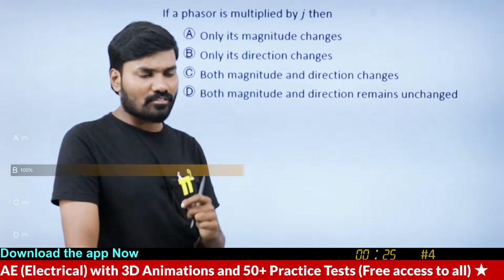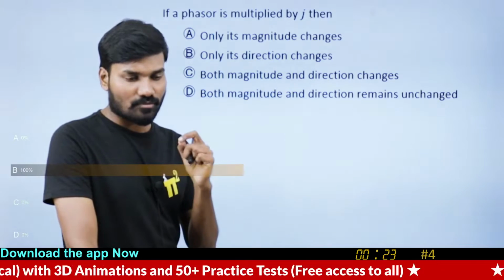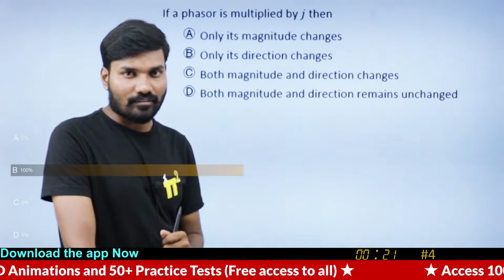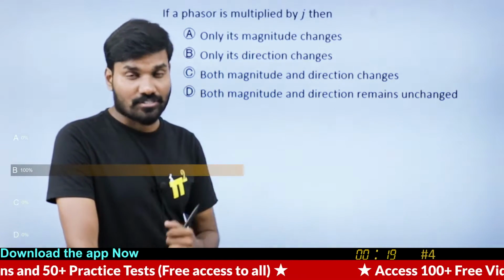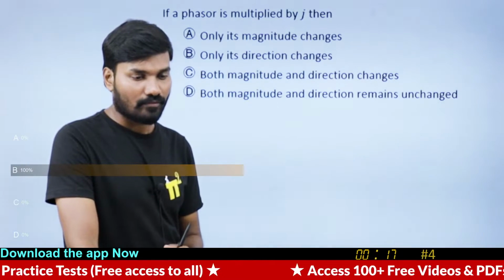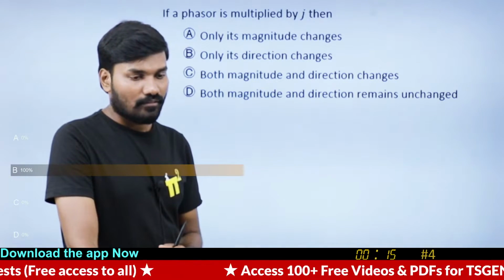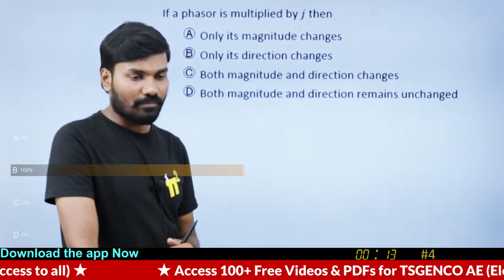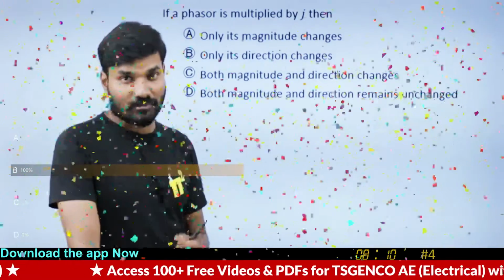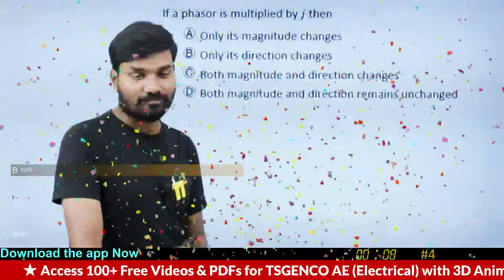This J term is a very key thing. That's one of the key things to understand this phasor system. 10 more seconds. I think people have marked it so far. The responses have been impressive. Really impressive.